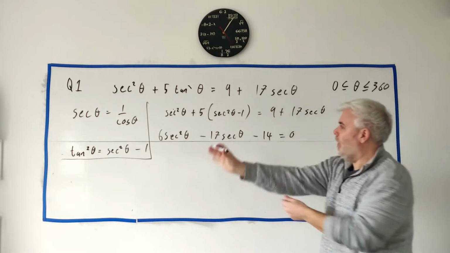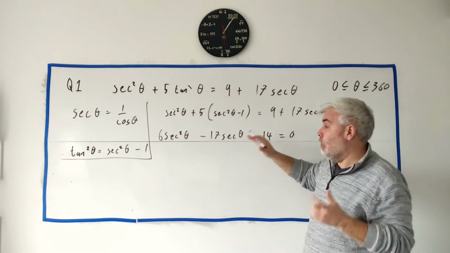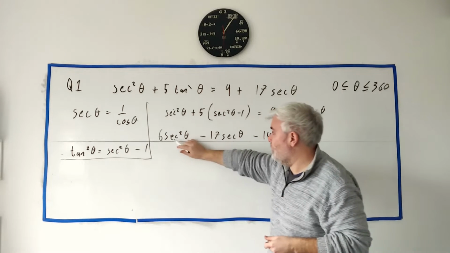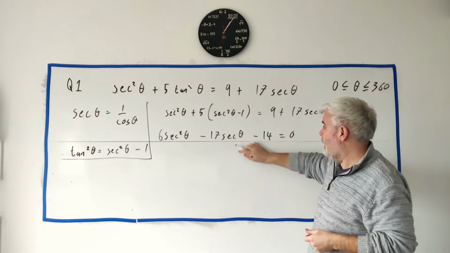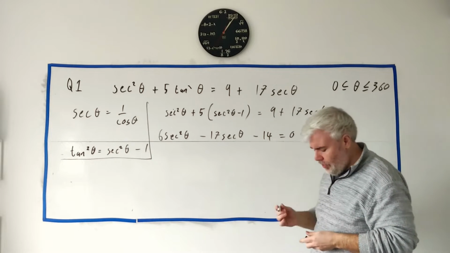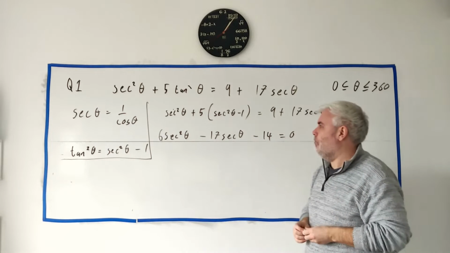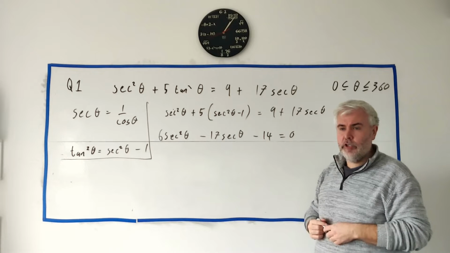Okay, what I've done here is I've reduced all this down to this quadratic equation. We have something squared, something, and just a number. Now lots of students are confused by a function like this.